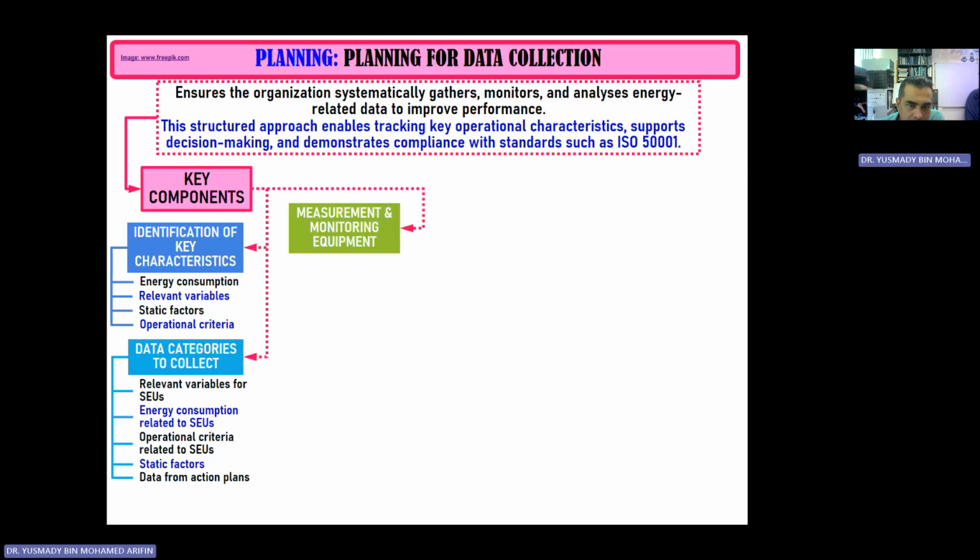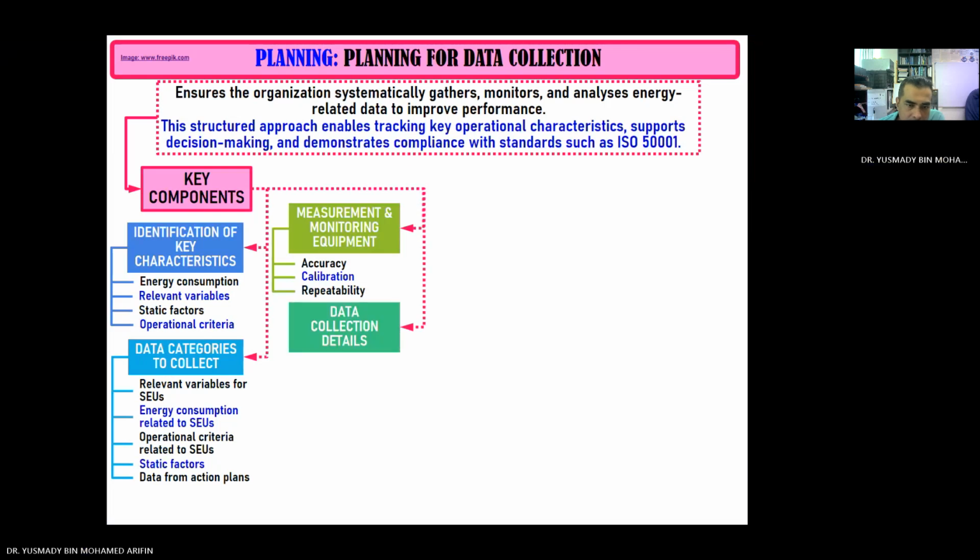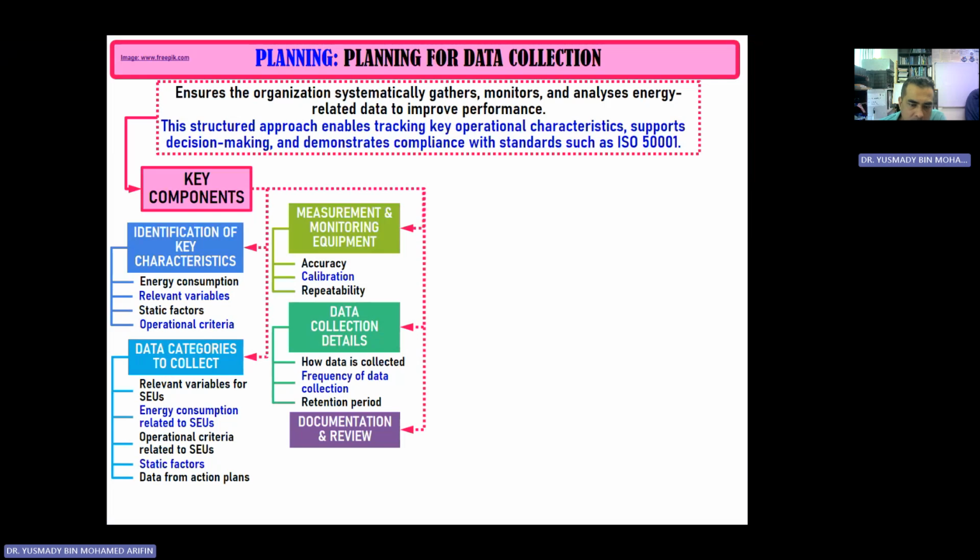Next key component is the measurement and monitoring equipment in terms of accuracy, calibration, repeatability, and then data collection detail, how data is collected. We need to know how data is collected, the frequency of data collection, retention period, and the last one, the documentation and review. So we need to plan the documentation process, measurement method. We need to document and review the plan documentation, measurement method, data record, equipment calibration, and also the plan review.